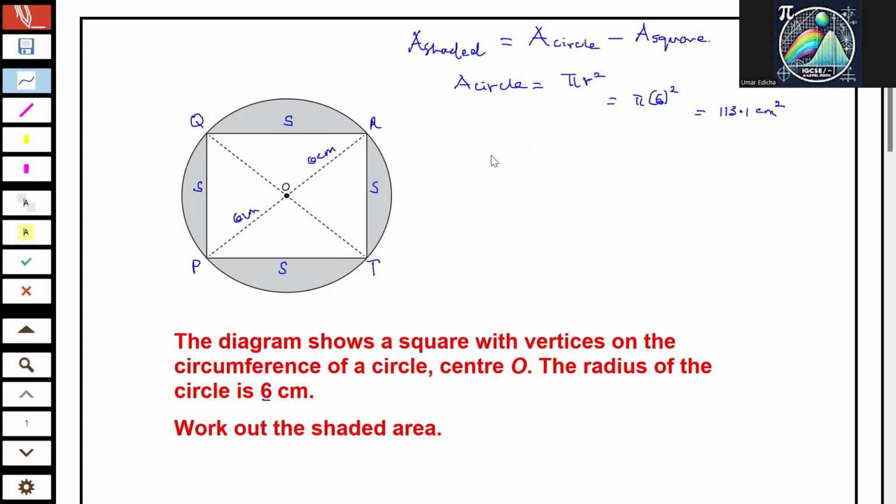Now, the next step is to calculate the area of the square. Now, to calculate the area of the square, we need to establish a relationship between the diagonal PR, which is also the diameter of the circle. So, relate the diagonal to the side length. So, I'm going to consider triangle PRT. So, let's draw triangle PRT.